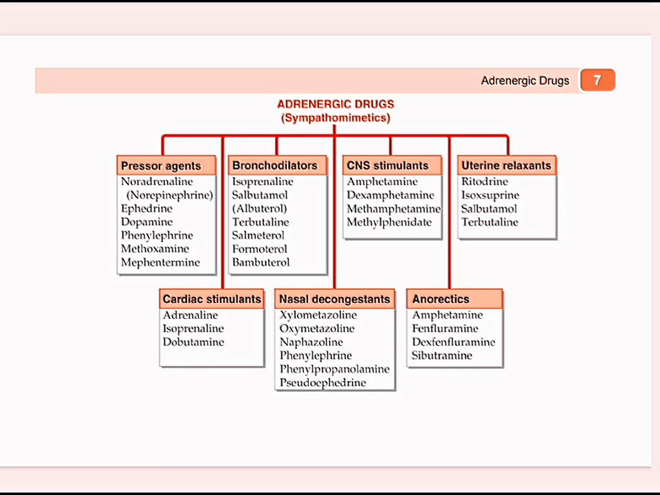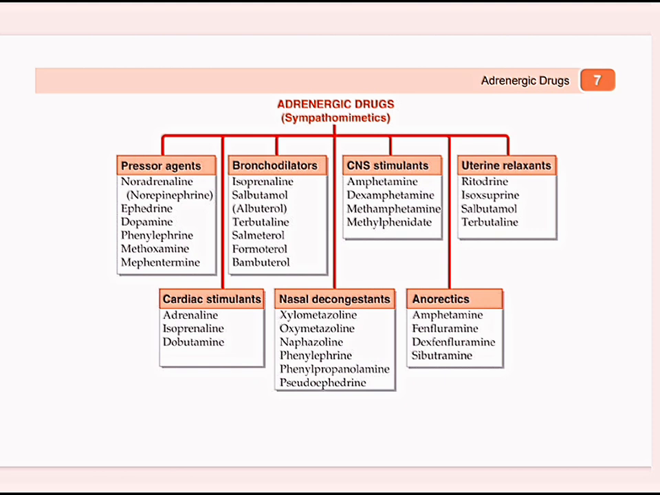So our next classification is adrenergic drugs. We also call it the sympathomimetic drugs. Here it involves the sympathetic nervous system, and adrenaline is our natural neurotransmitter, and it is responsible for increasing activity of any kind. For example, it is responsible for increasing the heart rate. So we can see here the classification of adrenergic drugs.